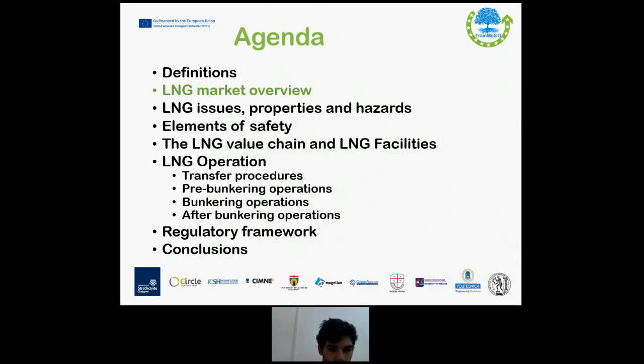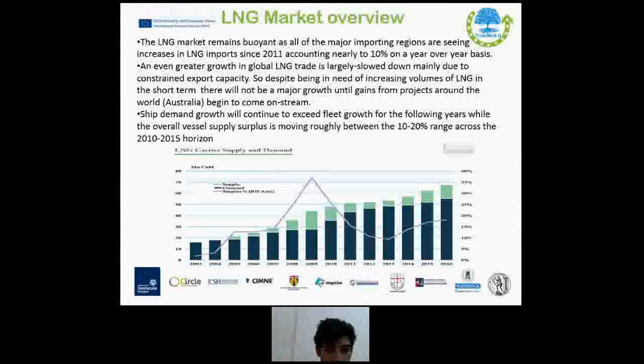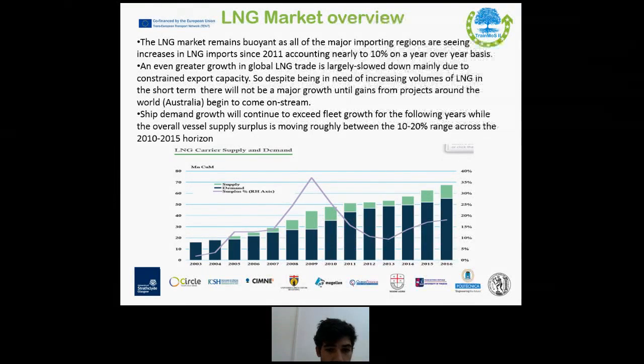Moving to the LNG market overview. The LNG market remains buoyant as all of the major importing regions are seeing increases in LNG imports since 2011, accounting nearly to 10% on a year-over-year basis. An even greater growth in global LNG trade is largely slowed down mainly due to constrained export capacity. So, despite being in need of increasing volumes of LNG in the short term, there will not be a major growth until gains from projects around the world and especially Australia begin to come on stream.